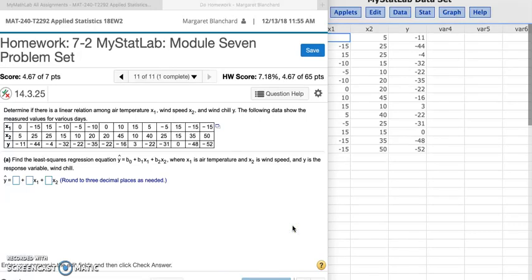Module 7, problem number 11. Determine if there is a linear relationship among air temperature x1, wind speed x2, and wind chill y. The following data show the measured values for various days. So here we have the data set.